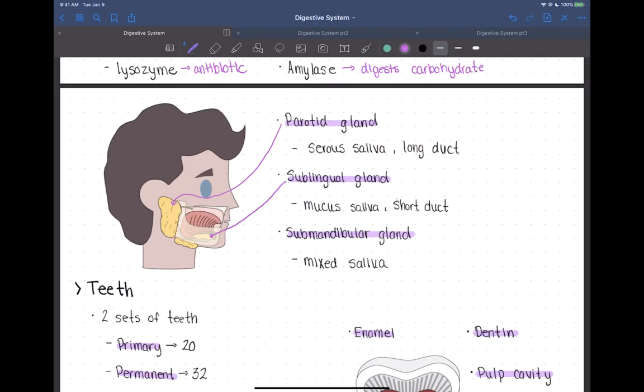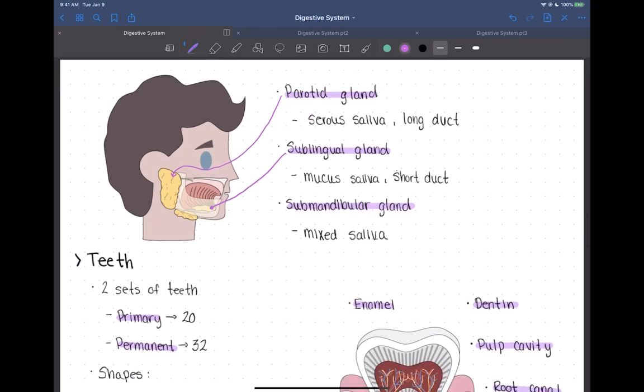And then we have the submandibular gland here, that sits kind of underneath the jaw, and it has kind of a moderate length duct, and so it actually makes a mixed saliva. So it's a mixture of serous and mucus secretion. Those are our 3 salivary glands and the type of secretion that they make.